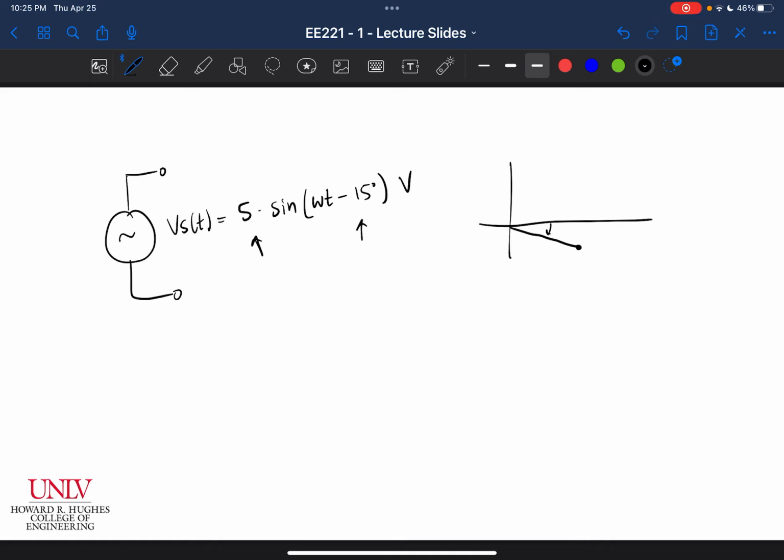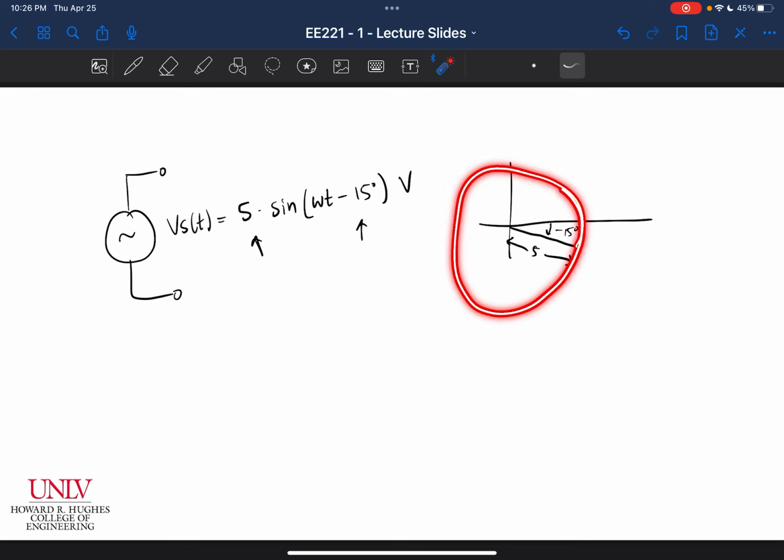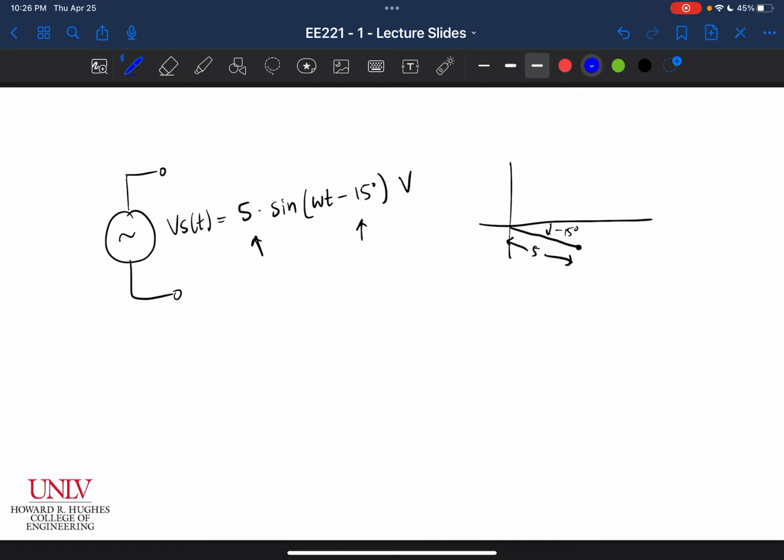I would be at some point where the length of this vector is 5 and the angle from the positive real axis is negative 15 degrees. Now I can sweep this around in a circle, and that would be my sine wave, starting at this point at time t equals 0. But nonetheless, I can represent this sine wave just from its magnitude and its phase. So I could rewrite Vs of t as 5 angle negative 15 degrees volts.